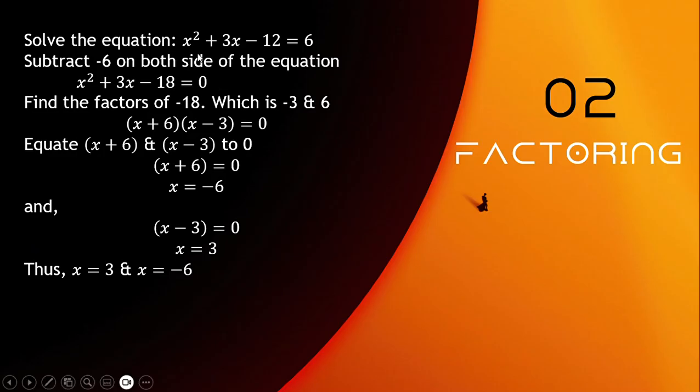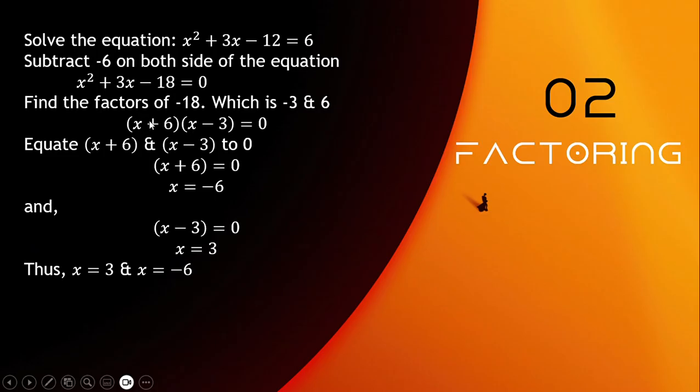In this equation, x squared plus 3x minus 12 is equal to 6. We first have to transform this equation into standard form. So we subtract 6 from both sides. So x squared plus 3x minus 18 is equal to 0. After that, we have to find the factors of negative 18. The factors of negative 18 are negative 3 and 6. So this is what happens in the equation.